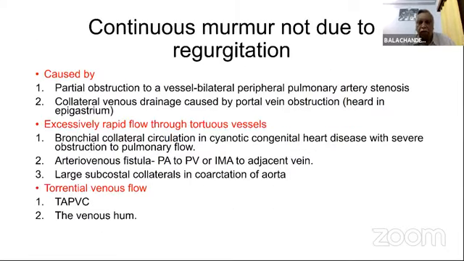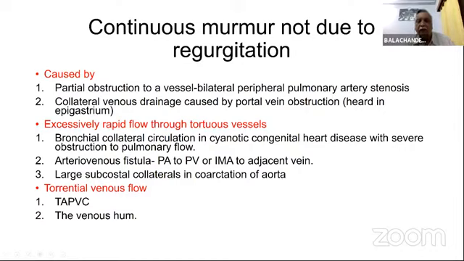Next one. So there are some continuous murmurs which are not due to regurgitation. It can be caused by, as I said, peripheral pulmonic stenosis. It can be caused by portal vein obstruction, which is heard in the epigastrium. Now people keep on talking about extrahepatic portal vein obstruction. They start showing slides of Abernethy malformation, type 1, type 2, and all that in quiz programs. So that is extrahepatic portal vein obstruction, which can give rise to it. But usually continuous murmurs don't occur in that situation.